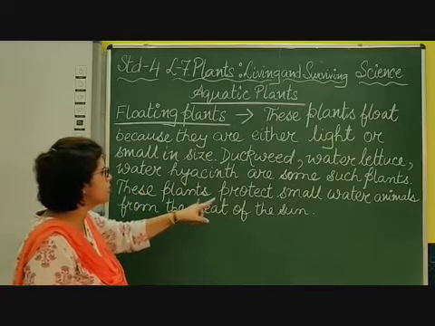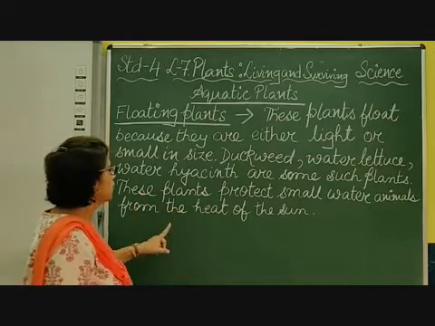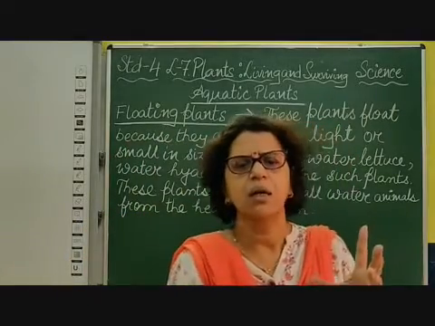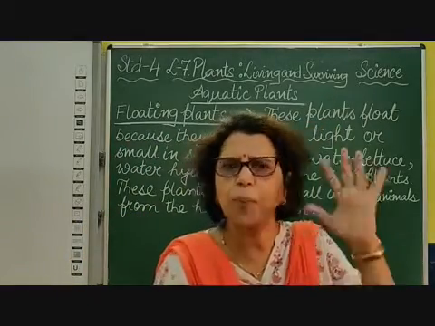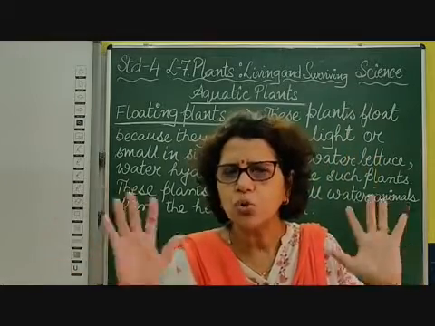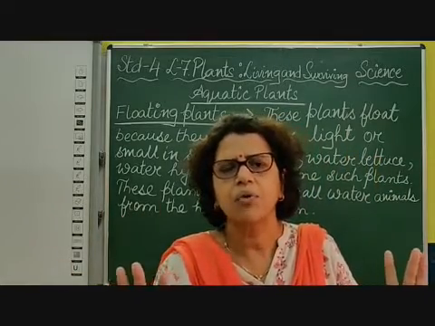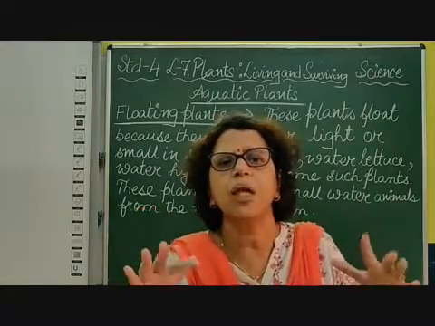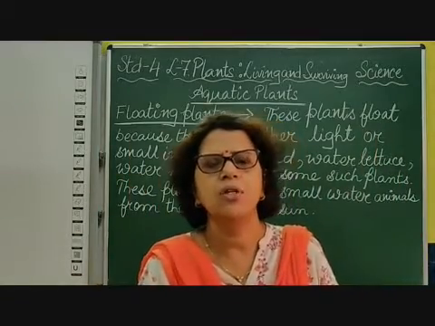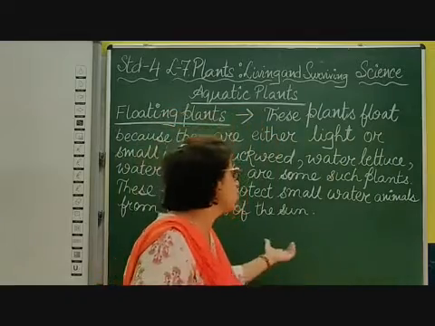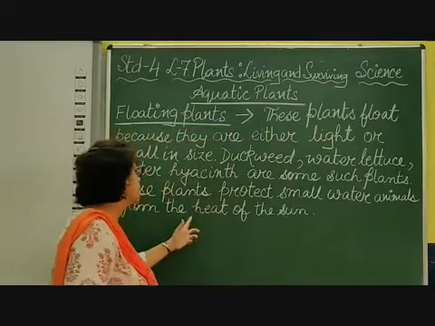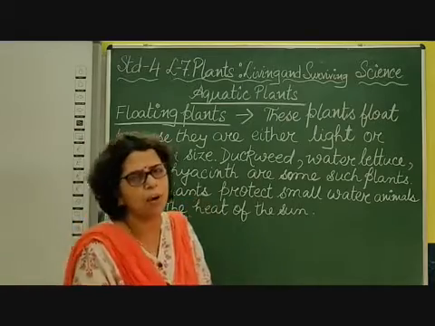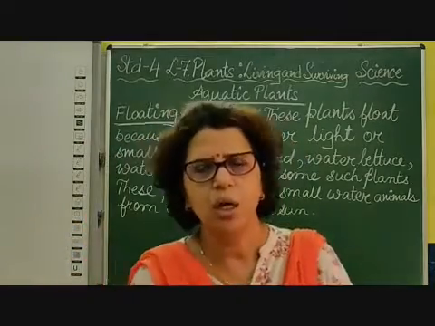These plants protect smaller water animals from the heat of the sun, like the tadpoles or the ducks which live in water. They are protected because the leaves are there, so they rest by the side or underneath, and they are protected from the heat of the sun, because heat of the sun is everywhere. So these smaller water animals are protected by these types of plants as they float in the water.